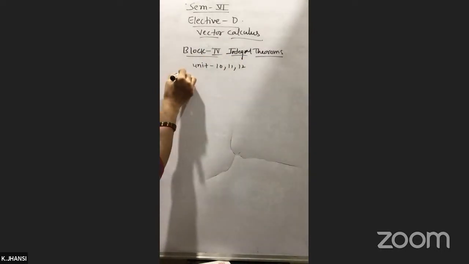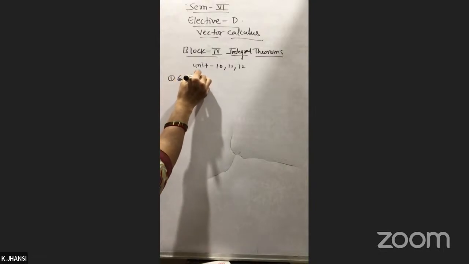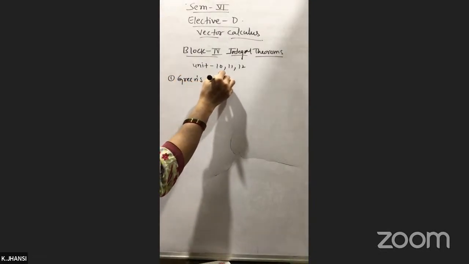So first we have Green's theorem. The question will be state and prove Green's theorem, or if he is asking about the problem, he will ask verify Green's theorem, or verify the Stokes theorem, or verify the Gauss divergence theorem. Okay. So for Green's theorem, the statement and definition you can see from the textbook.